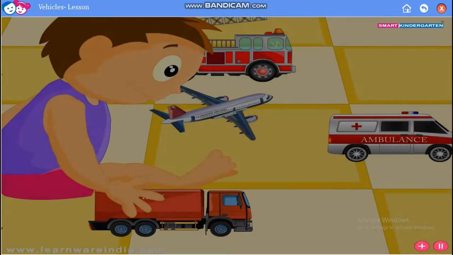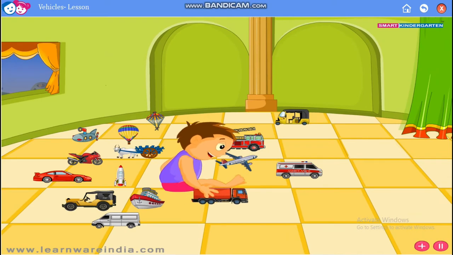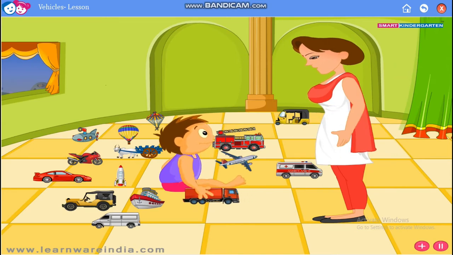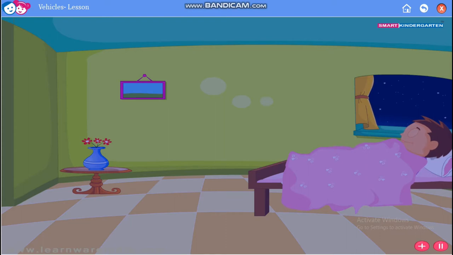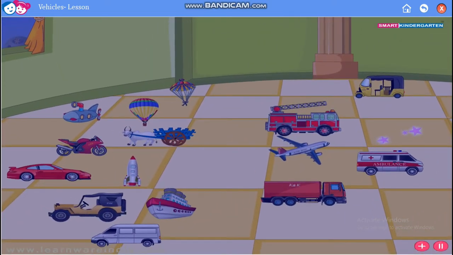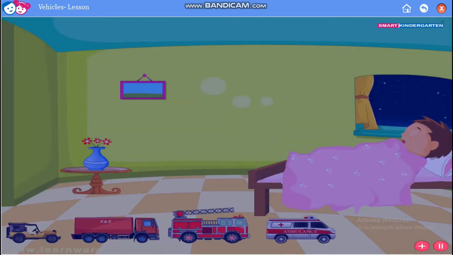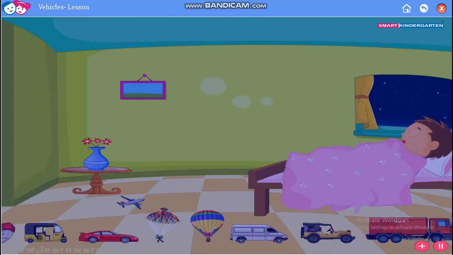Vehicles. Little Chris is so fond of his toys that he is never tired of playing with them. Look, he has so many of them, and all are vehicles. Chris, it's getting late. I think you must go to bed now. Yes, Mama. Chris leaves his toys and goes to sleep. But as soon as Chris is asleep, his toys liven up. Look at all the toys coming to life. Then they quietly move past the sleeping Chris and out of the house.